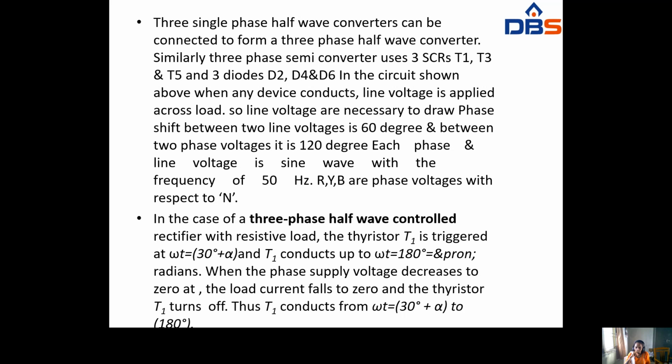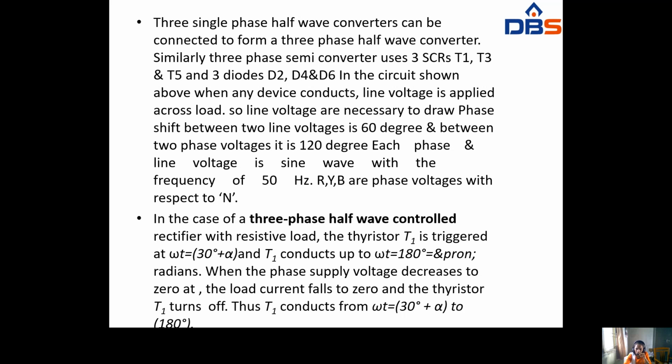It uses three SCRs T1, T3, T5 and diodes D2, D4, D6 in the circuit as shown above. When any device conducts, a line voltage is applied across the load. The phase shift between two line voltages is 60 degrees, and between two phase voltages it is 120 degrees. Each phase and line voltage is a sine wave with a frequency of 50 Hz. R, Y, B are the phase voltages with respect to N.